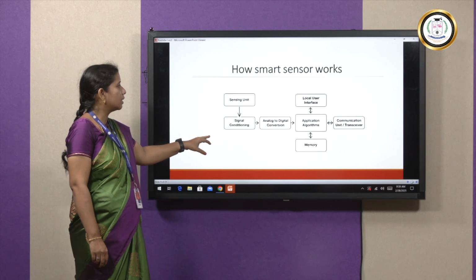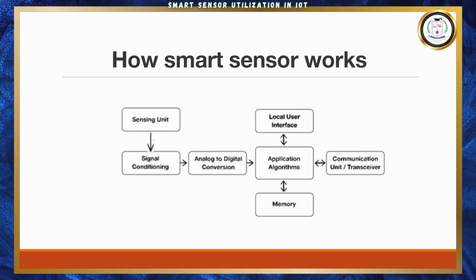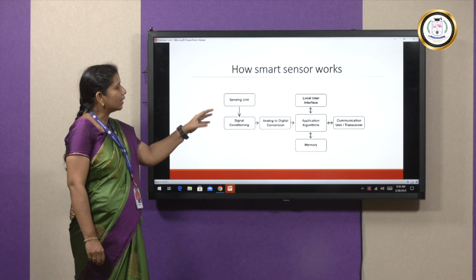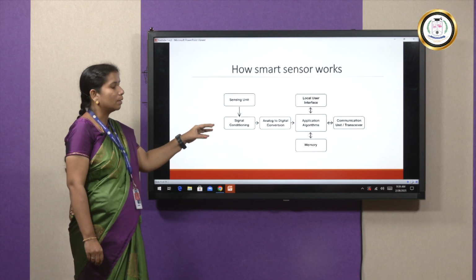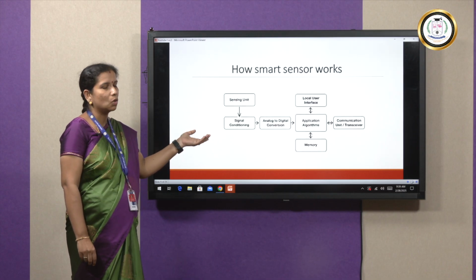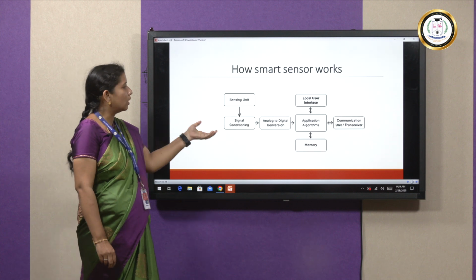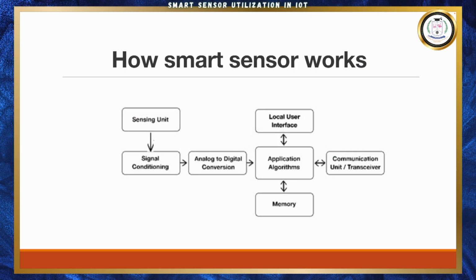So what this signal conditioning will do is process the input signal based on the output to the next module. The analog and digital conversion converts the analog signal to the digital signal. Then, using the algorithm we have loaded, which varies based on the application of the sensor, it processes the data and communicates to the outside world.